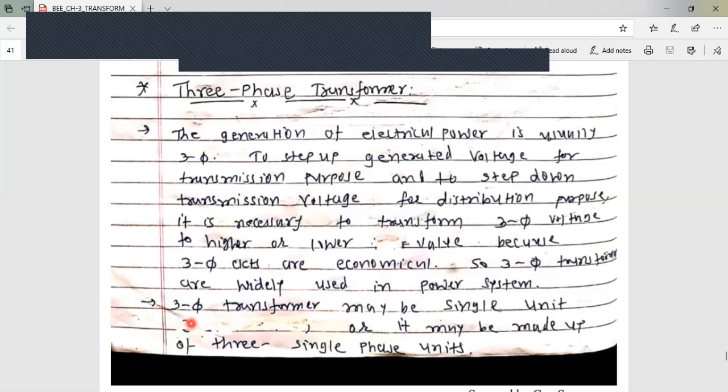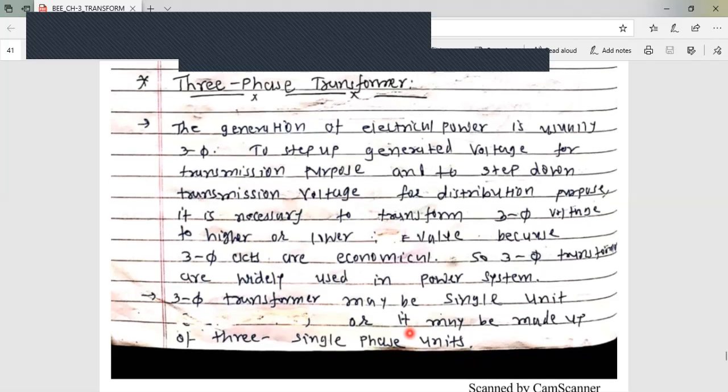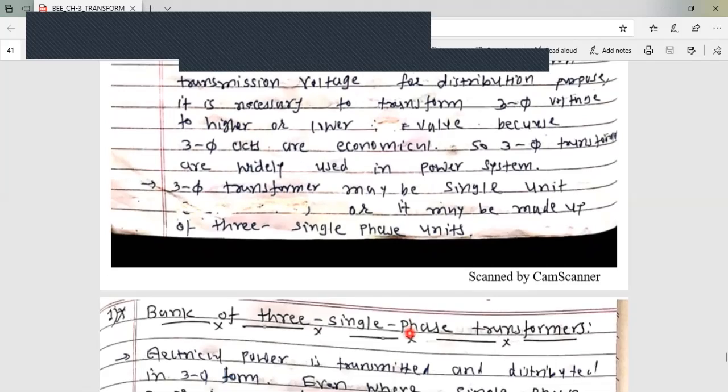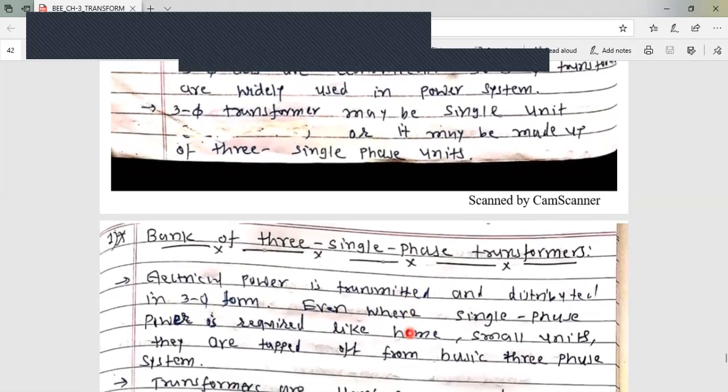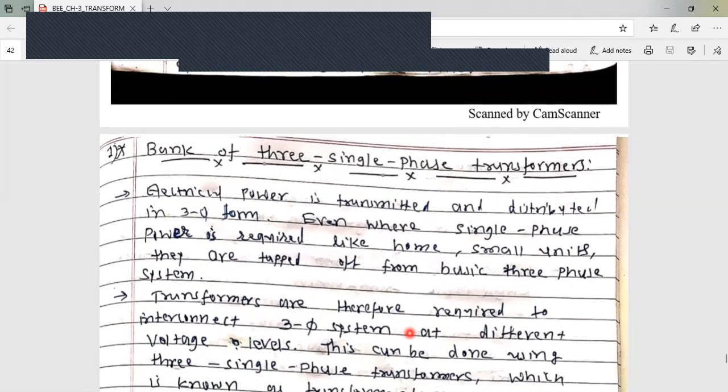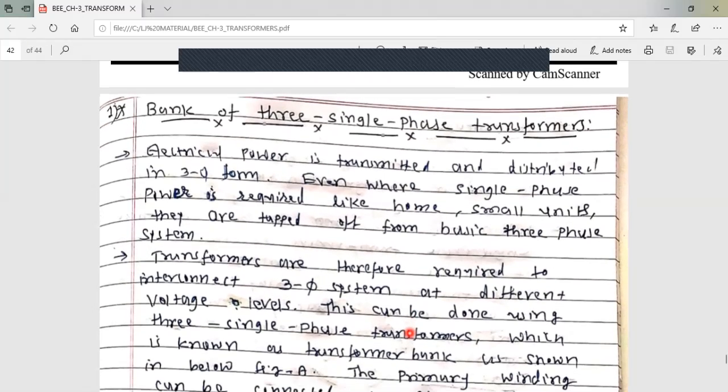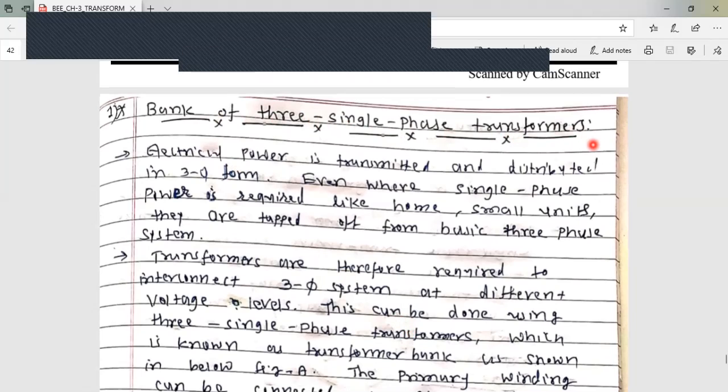A three-phase transformer may be a single unit, or it may be made up of three single phase units. So these are the two types of three-phase transformer. One is a single unit three-phase transformer, and the second is made up of three single phase units. Now we will discuss the first type, which is a bank of three single phase transformers.